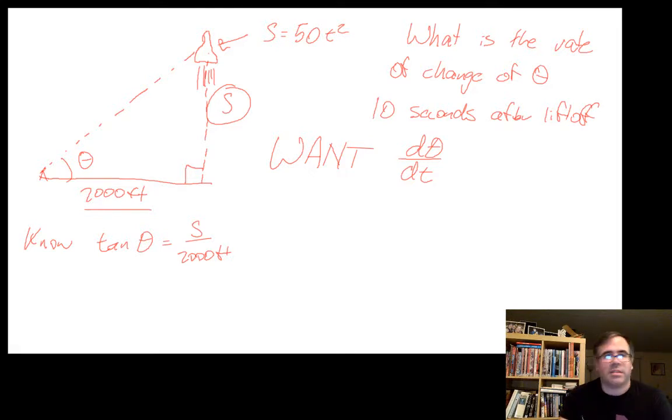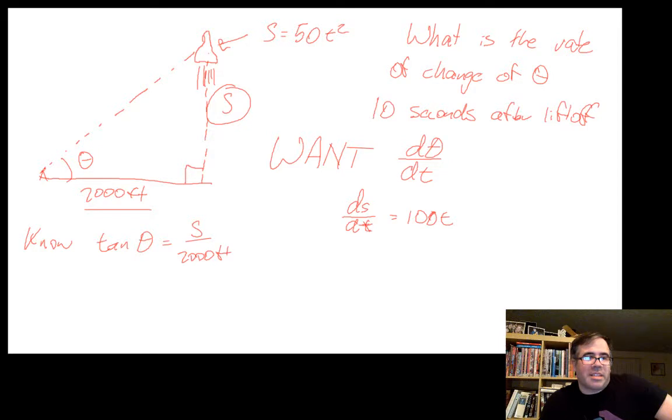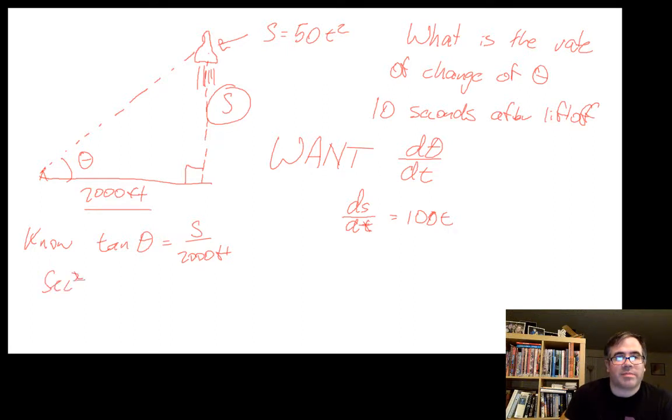Things that we might want in this case, we might want to know what ds/dt is, because that seems interesting. Which we can do by taking the derivative of that, and we get 100t. So it's just assembling what you know. And then the central feature: once we have something that relates what we know to what we want, we're going to take the derivative of everything in terms of t, which looks a lot like taking the derivative implicitly. On this side, the derivative of tangent is secant squared theta, and then you have to remember the chain rule. We're taking the derivative in terms of t, so you get a d theta/dt, which is good. We wanted d theta/dt. It's nice that we saw that.